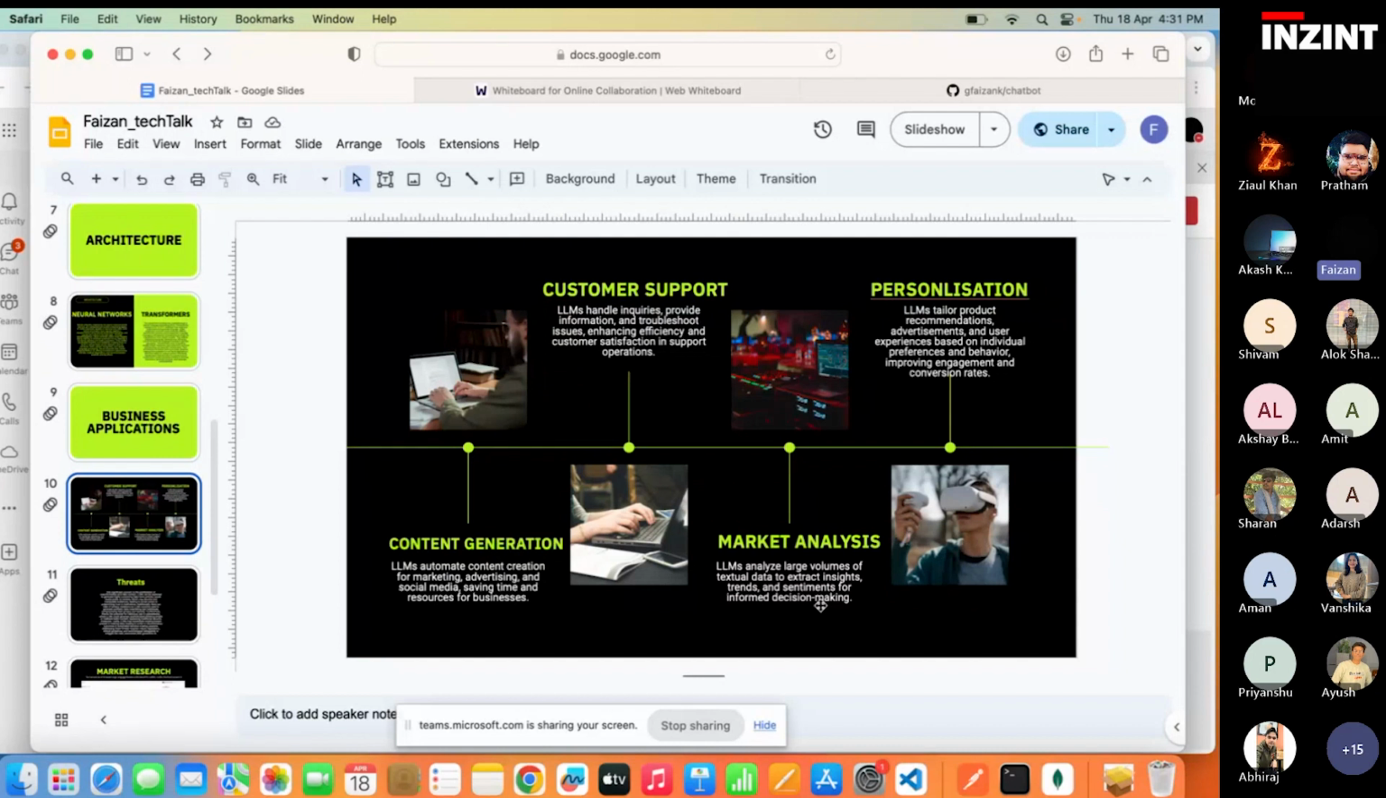Again, it is able to do this through natural language processing, NLP, techniques, as I told you in the customer support part. Natural language processing is an integral part of market analysis by LLMs. Also, LLMs can analyze customer reviews, social media posts, news articles, and other textual sources to identify trends, sentiments, and emerging topics relevant to businesses. So this can detect patterns in consumer behavior.